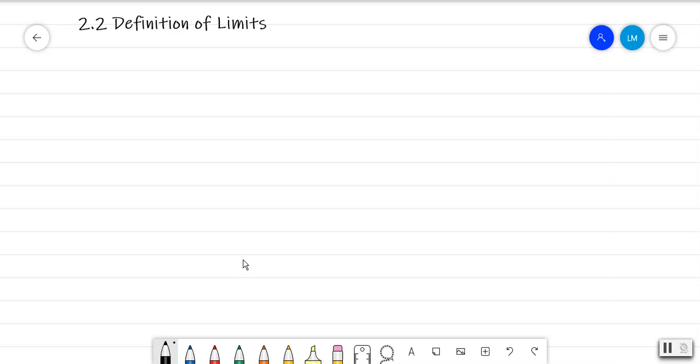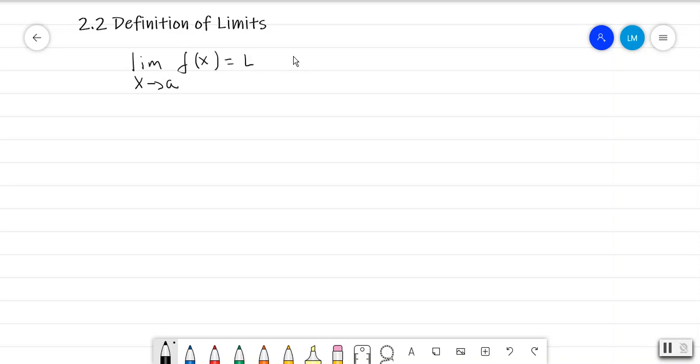Hello. So in this video, we're going to talk about the definition of limits. Now, in the previous video, we looked at the idea of a limit and how you're just approaching that value. So the notation, for instance, is that if I write down this expression, this means that I'm writing the limit as x approaches a of f of x equals L.